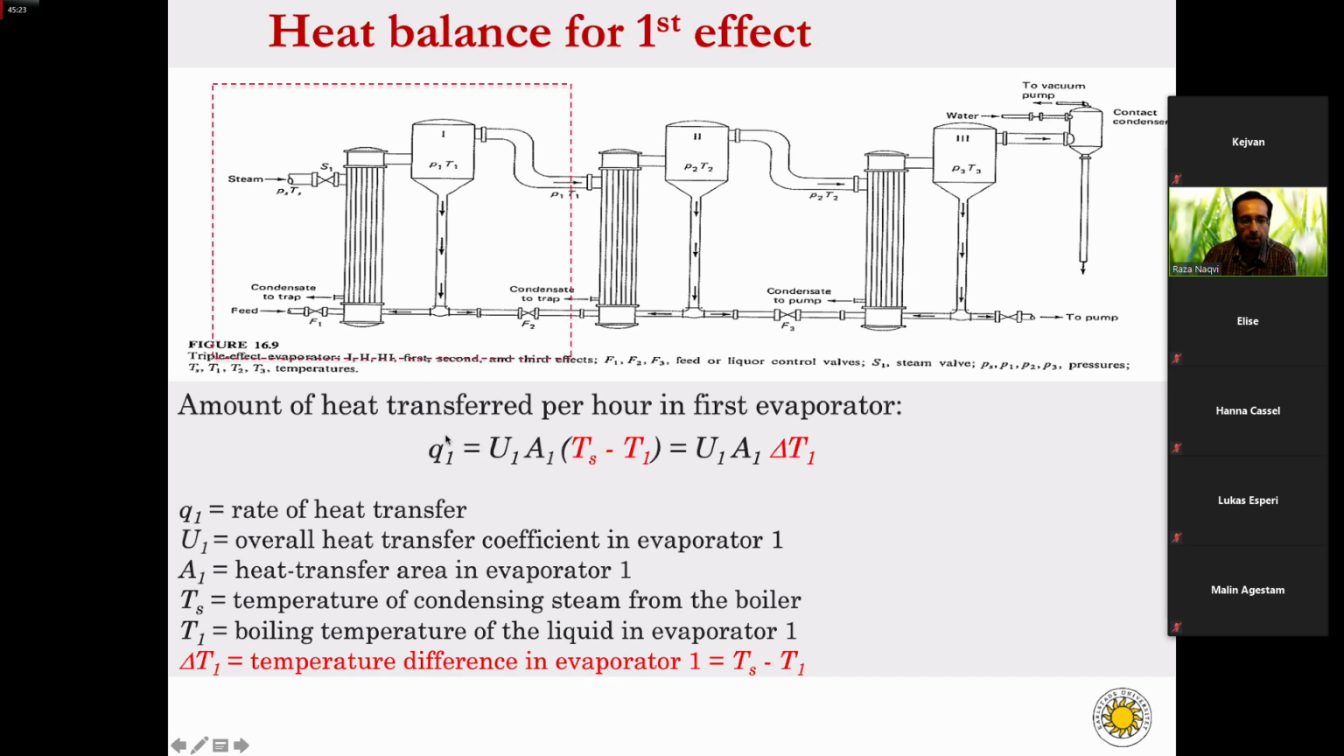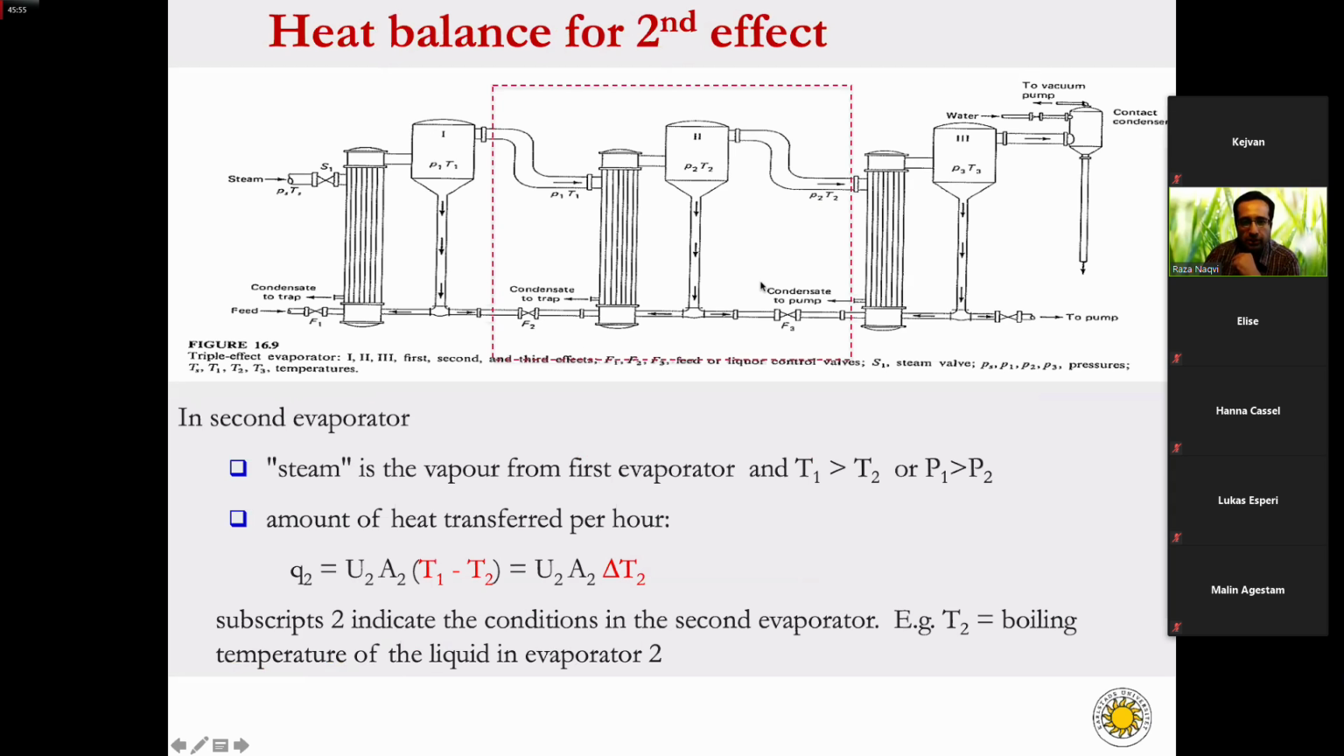So Q1 is the amount of energy transferred. It will be equal to the heat transfer coefficient of this heat exchanger, U1, times A1, which will be the heat transfer area in evaporator number one. And what is delta T? So delta T is the difference between the temperature of the steam and the temperature of the boiling liquid. So Ts minus T1 will be equal to delta T1. So this is how you can calculate the amount of heat transferred per hour in the first evaporator.